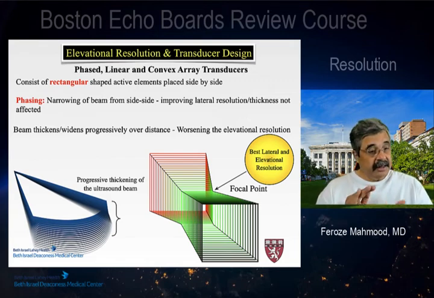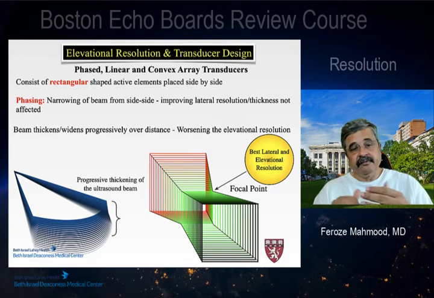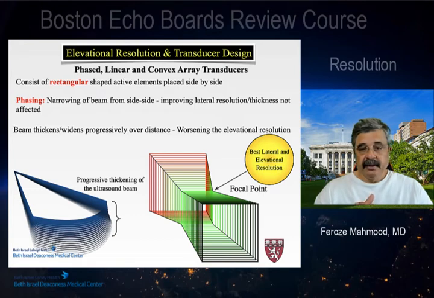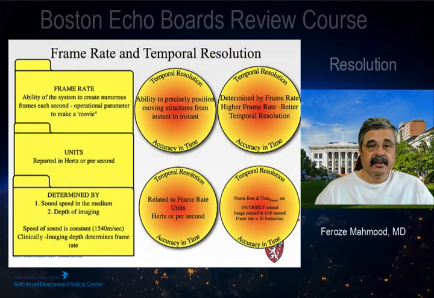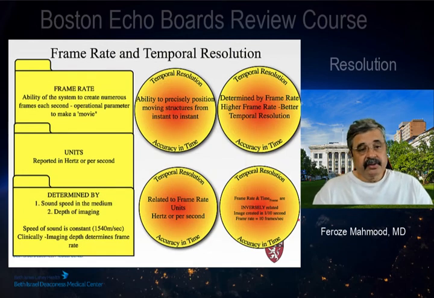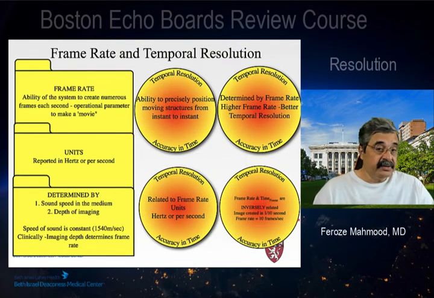The beam, like its lateral dimension, thickens and widens progressively over distance, worsening the elevational resolution in the far field of the ultrasound beam. As you can see from the graphic, it's quite obvious that the best lateral and elevational resolutions are achieved at the focal point.